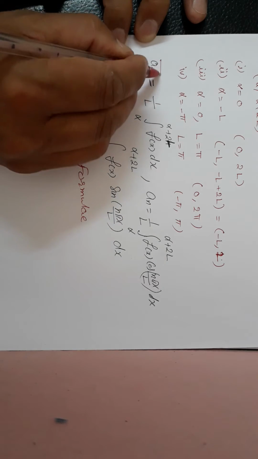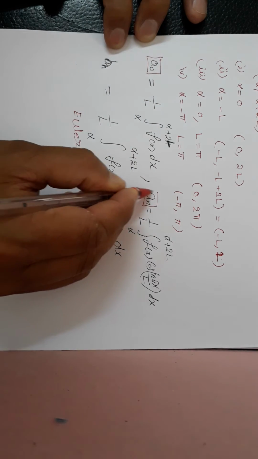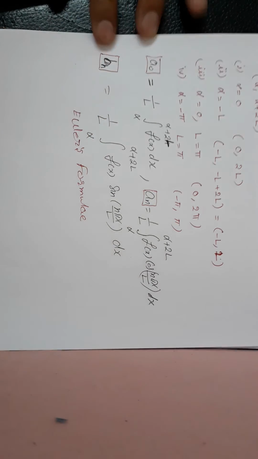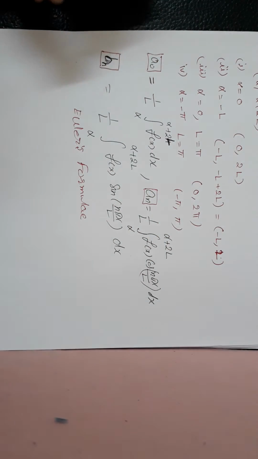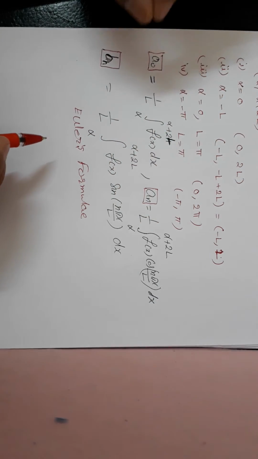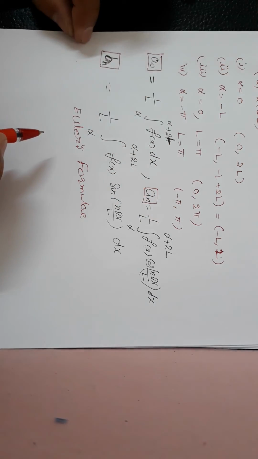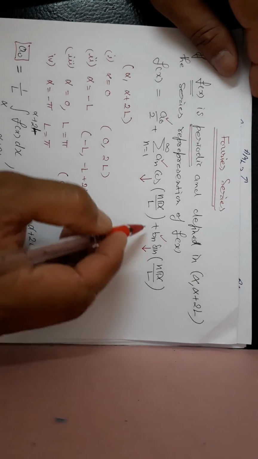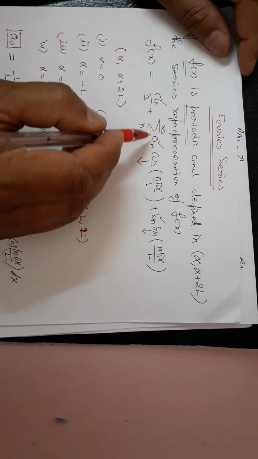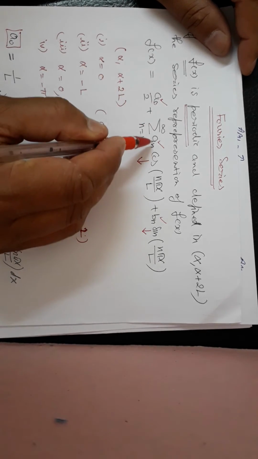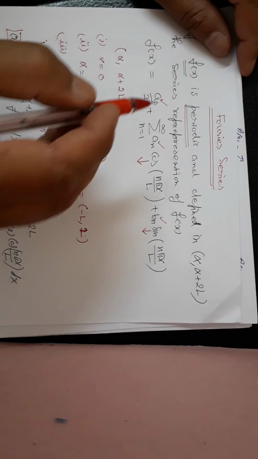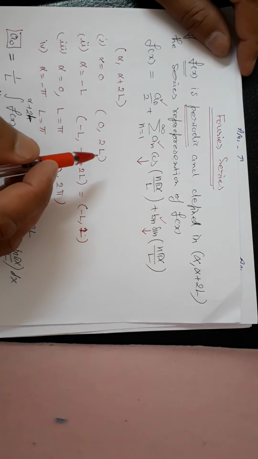So clearly a naught, a_n and b_n are the Fourier coefficients, and these are the formulas given by the famous mathematician Euler, and by using these formulas we can find out the values of a naught, a_n, b_n. We can substitute these values in this series, which we can call equation number 1, and we can have the Fourier series representation of any function where f(x) should be periodic.